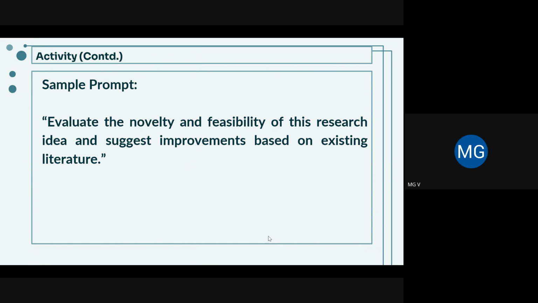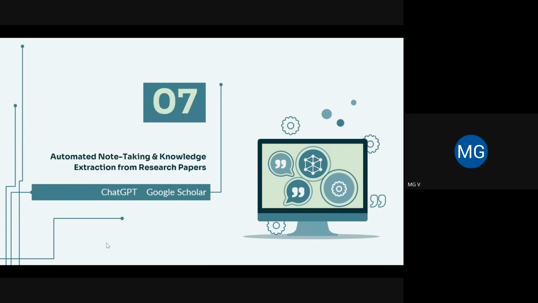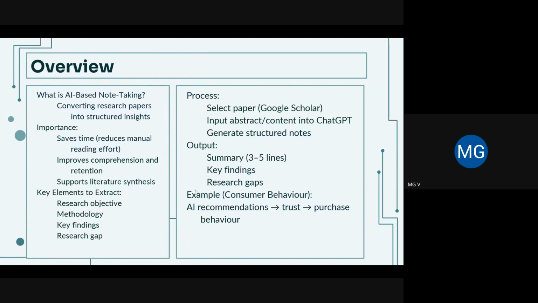So now we are in a position to validate research ideas using AI tools, with the skill to assess publication potential, and a refined Scopus-ready research topic. So you see how much effort it takes to get the particular topic for research. Now, automated note taking and knowledge extraction from research papers, making use of ChatGPT and Google Scholar.